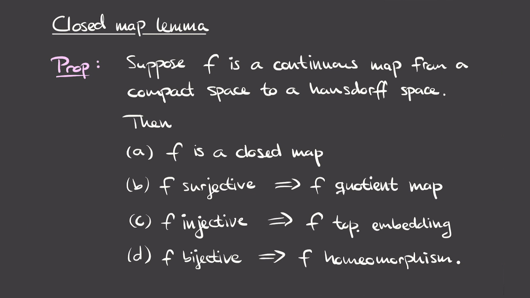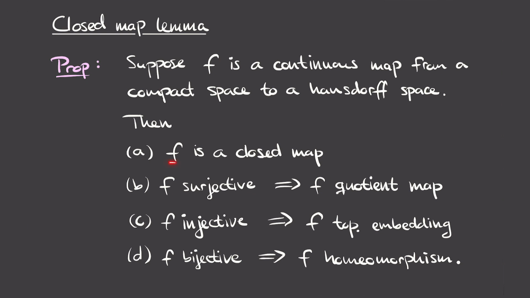Let's dive straight into the statement of the closed map lemma. So we suppose that we have some continuous map F that goes from a compact space to a Hausdorff space. So this is the setup we need for the closed map lemma. Then we can draw the following conclusions.